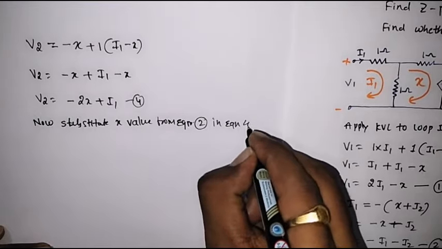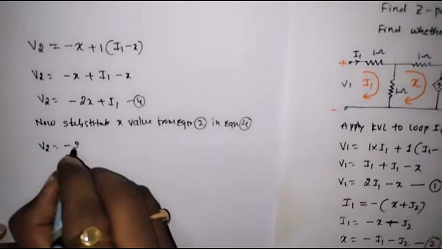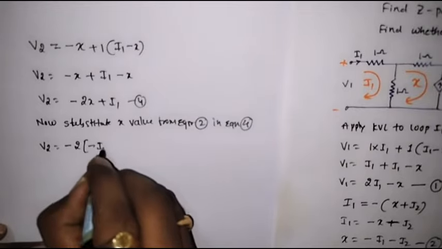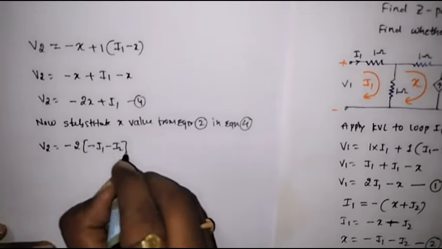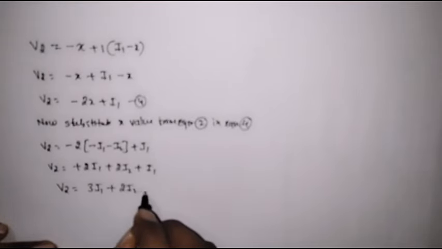Substituting in equation 4, I can write V2 is equal to minus 2, X value is minus I1 minus I2, plus I1. We'll simplify this. V2 is equal to plus 2I1 plus 2I2 plus I1. We'll simplify this. V2 is equal to 3I1 plus 2I2. We'll call it equation number 5.